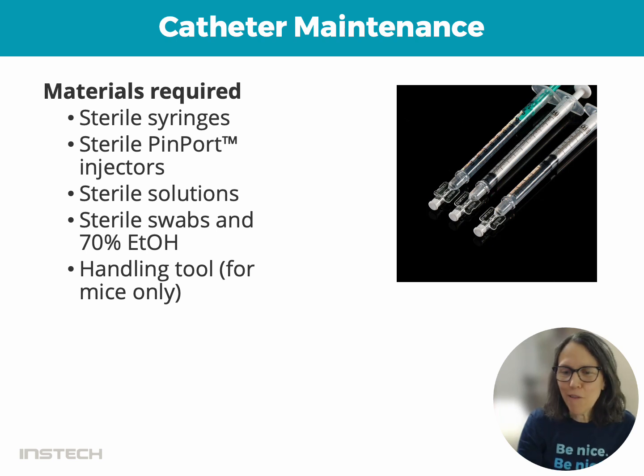The supplies needed for flushing. You will need sterile syringes and pin port injectors, sterile USP pharmaceutical grade flush and lock solutions, sterile swabs and 70% ethanol to disinfect the vascular access buttons, port, and septum, and a handling tool if you work with mice. You can also get sterile maintenance kits pre-made for you with the solutions of your choice in the syringes.